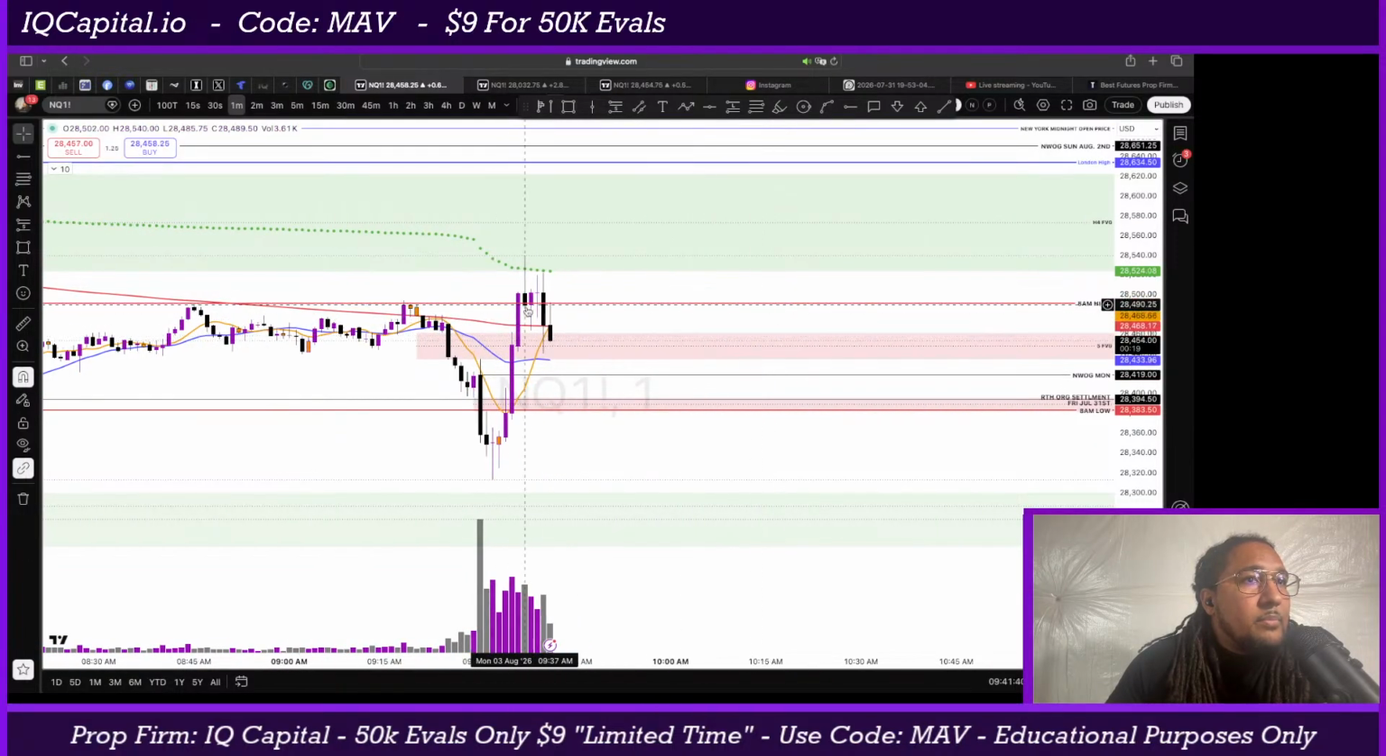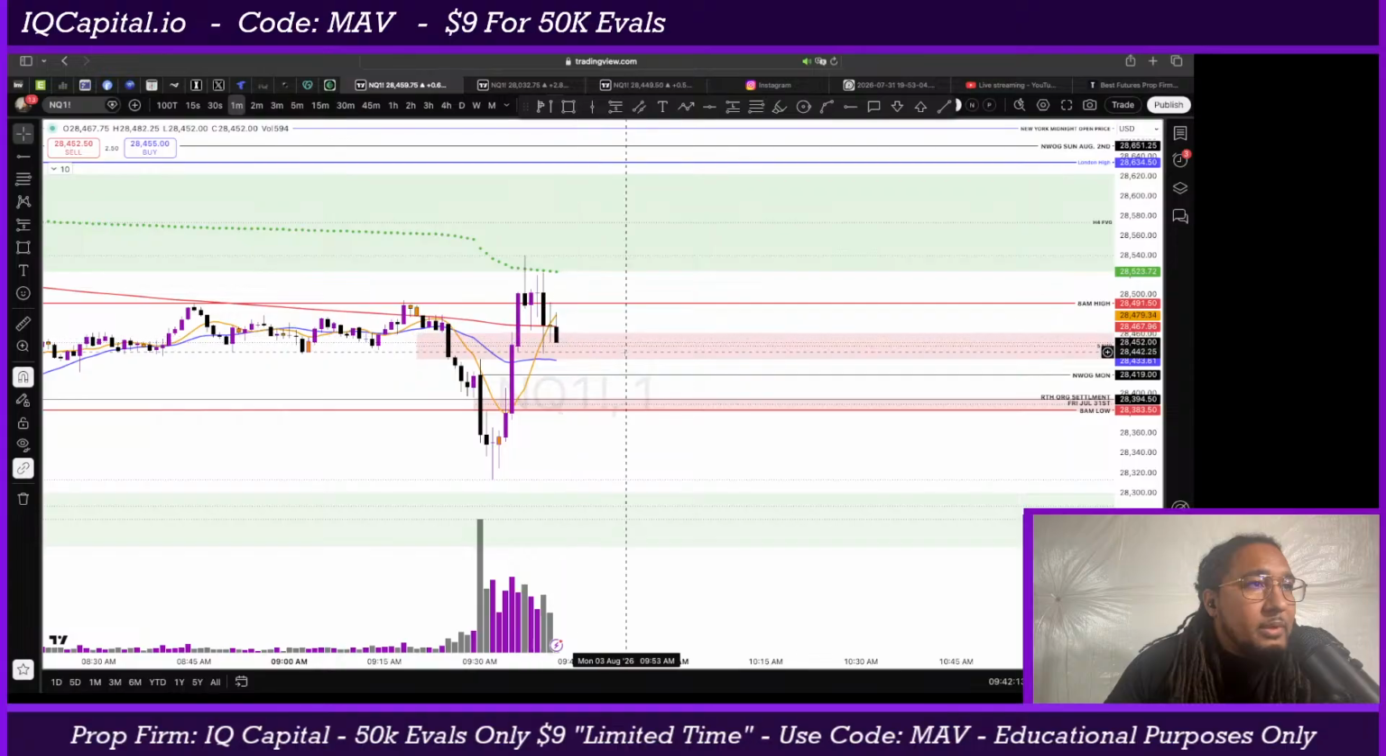So we did pull back into this 5 minute. It's respecting consequent encroachment of this fair value gap. I'd like to maybe take a long to these highs here. But there's a lot of rejection there. So these sellers could be pushing down. As you see, we started here, they're pushing down here, and they're pushing down. So they're getting lower and lower each time.